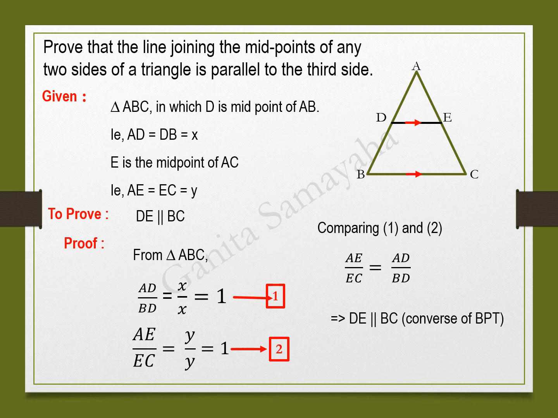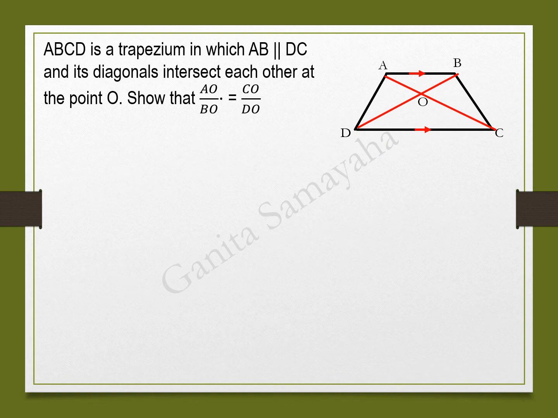Okay. Proceeding further, we have got another problem which says that ABCD is a trapezium in which AB is parallel to DC, and the diagonals AC and BD intersect at O. We have to show that AO by BO is equal to CO by DO.